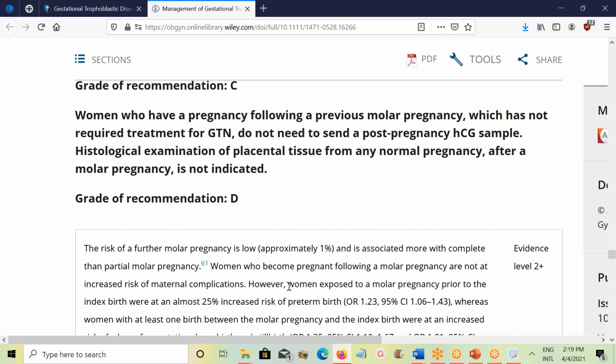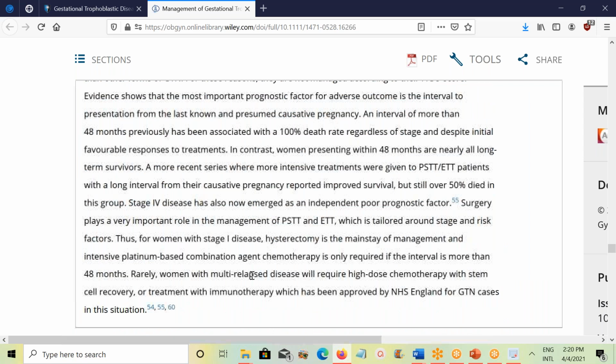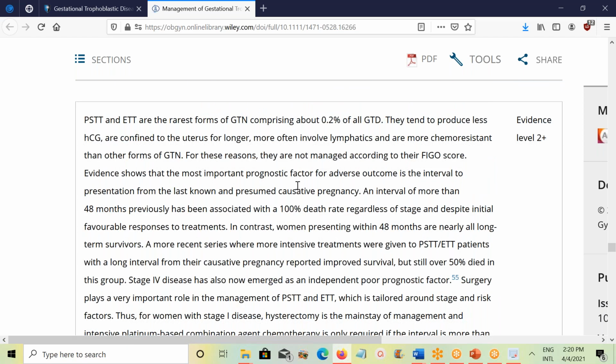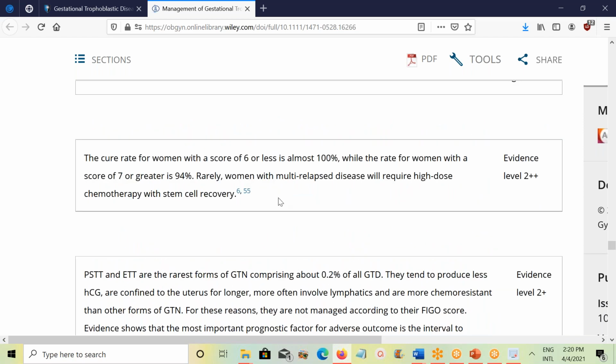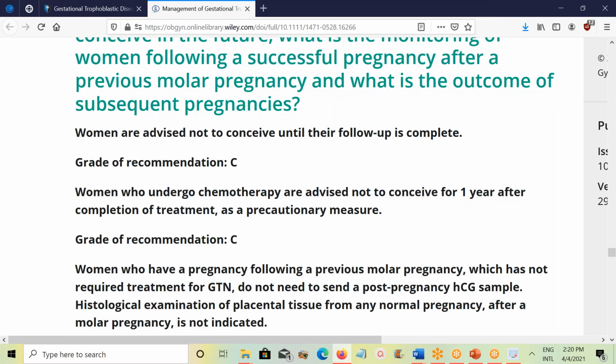And why can they die if the score is more than 13? Because they can have bleeding into the organs, or the disease will be resistant to the drugs. These patients can die because the disease was advanced, and even though they received chemotherapy, they were resistant to it, or they developed bleeding inside the organs, and that's why the patient can die. So it is very important to have a clear diagnosis and management.